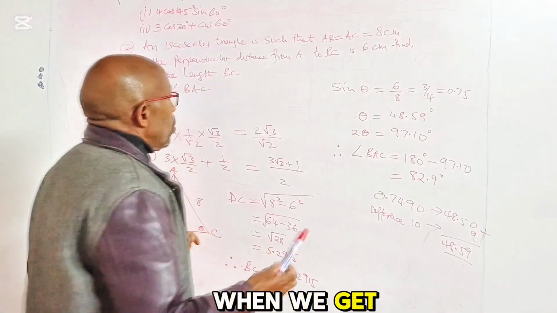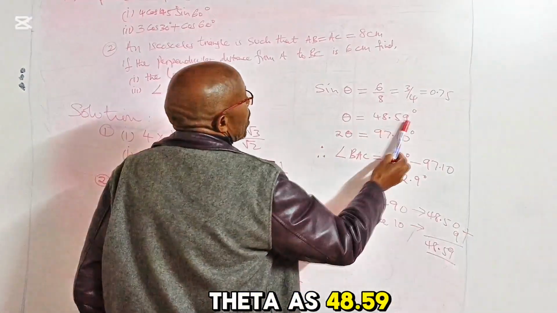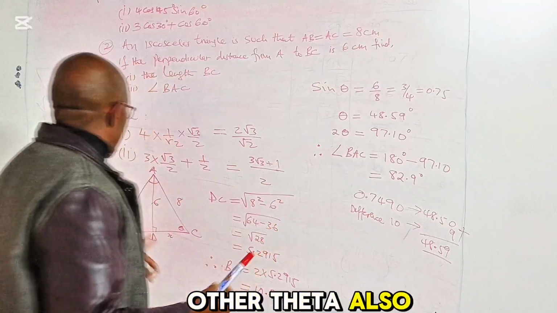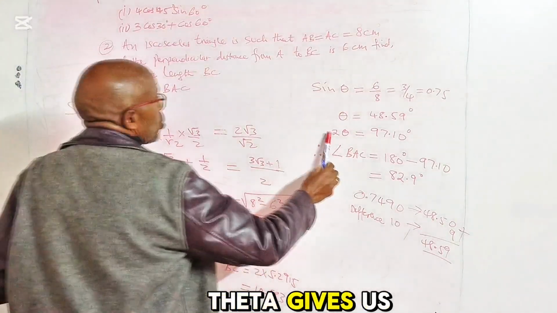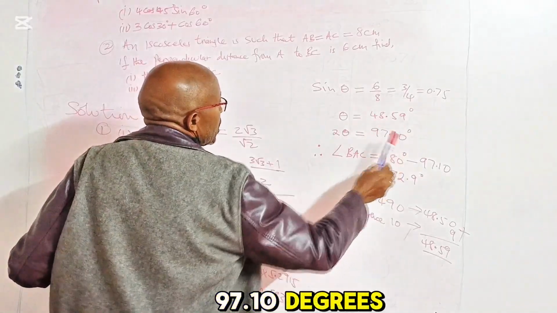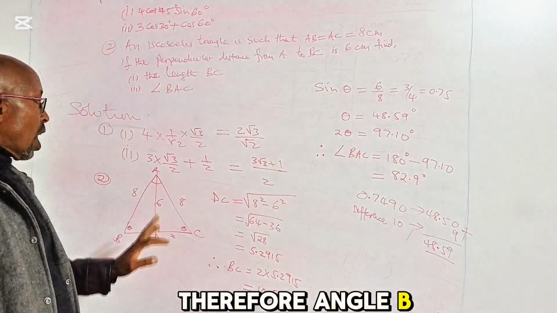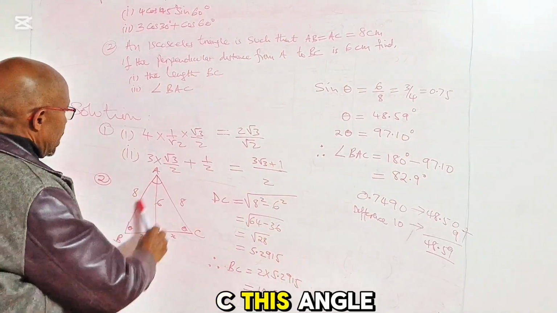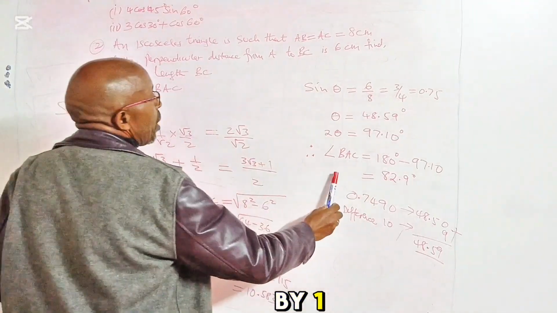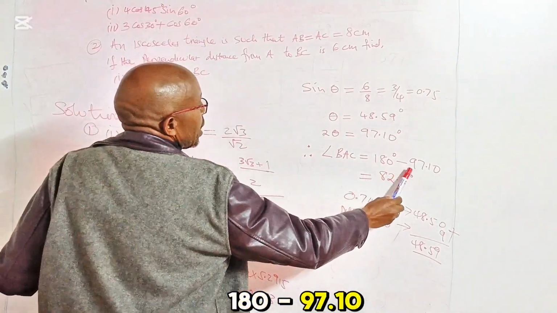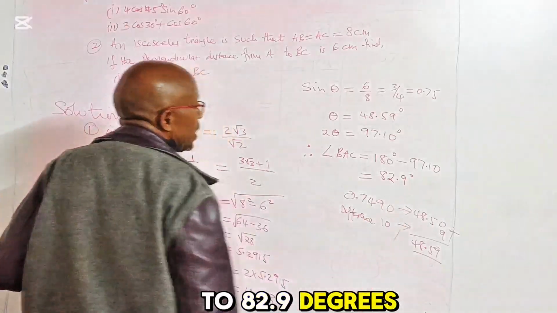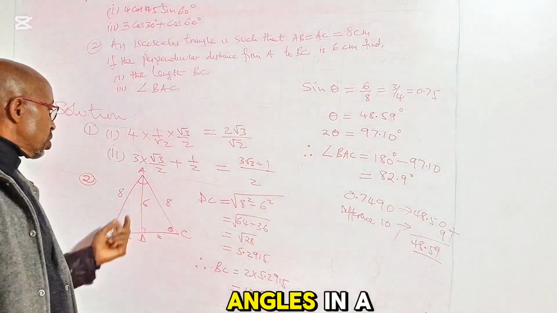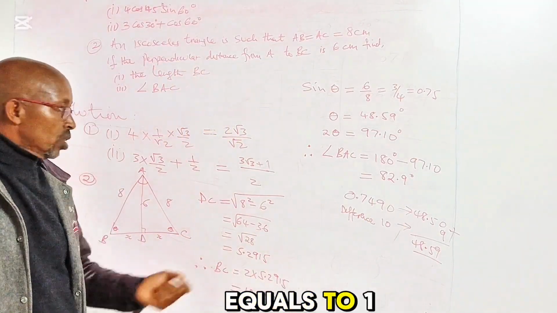48.59. When we get theta as 48.59, we need the other theta also. This theta plus this theta, which is 2 theta, gives us 97.10 degrees. Therefore, angle BAC, this angle, will be given by 180 minus 97.10, which is equal to 82.9 degrees. Sum of the angles in a triangle is equal to 180.